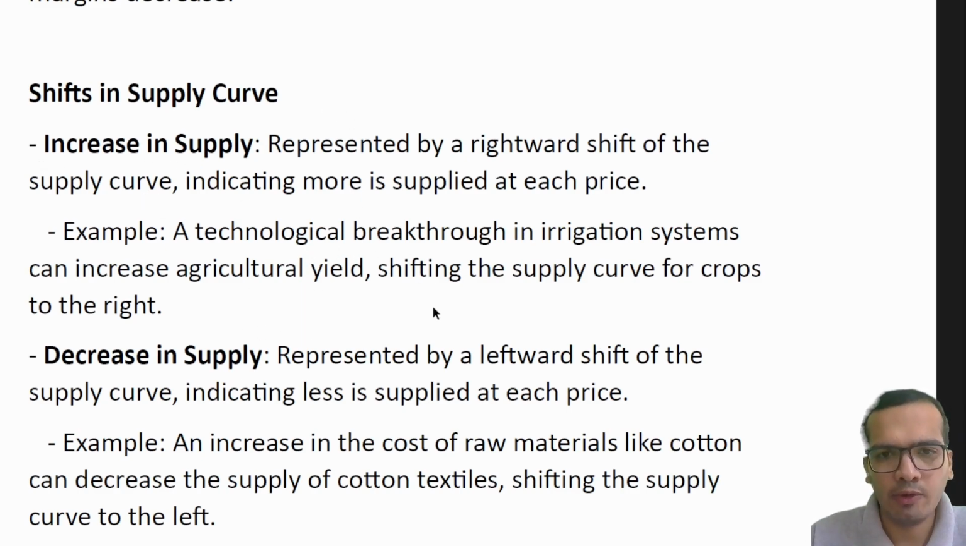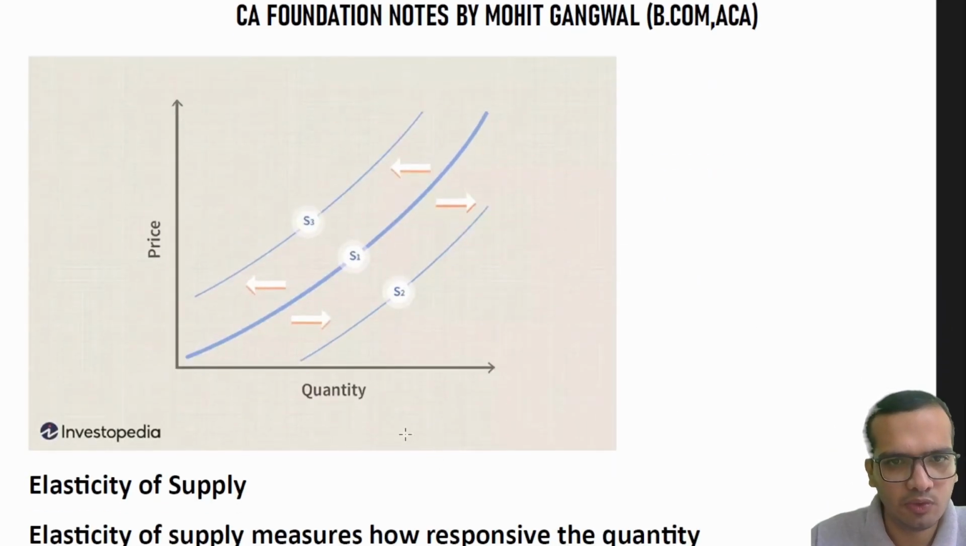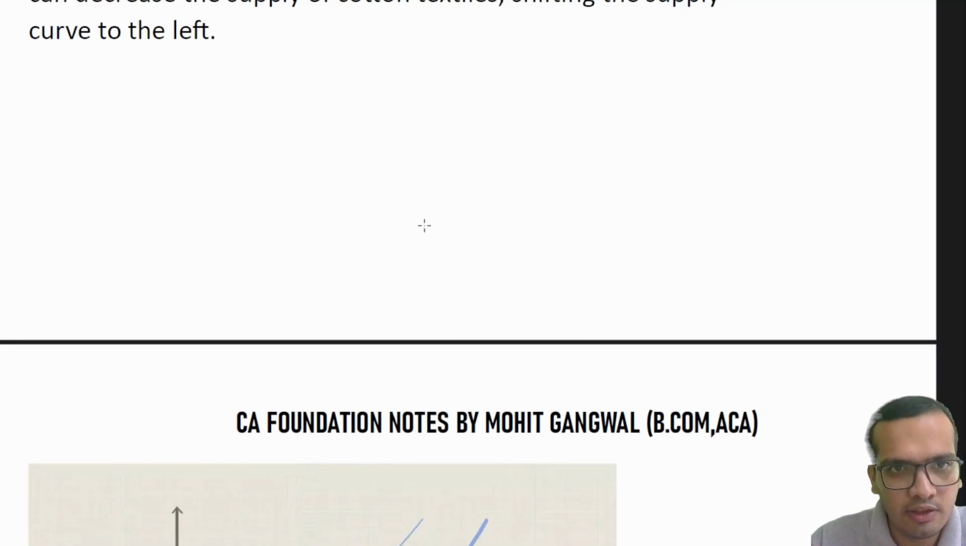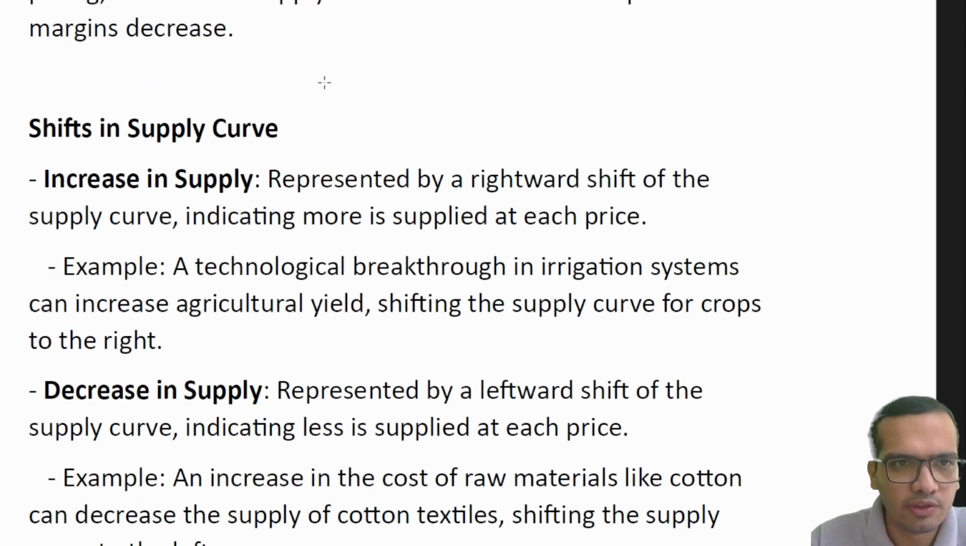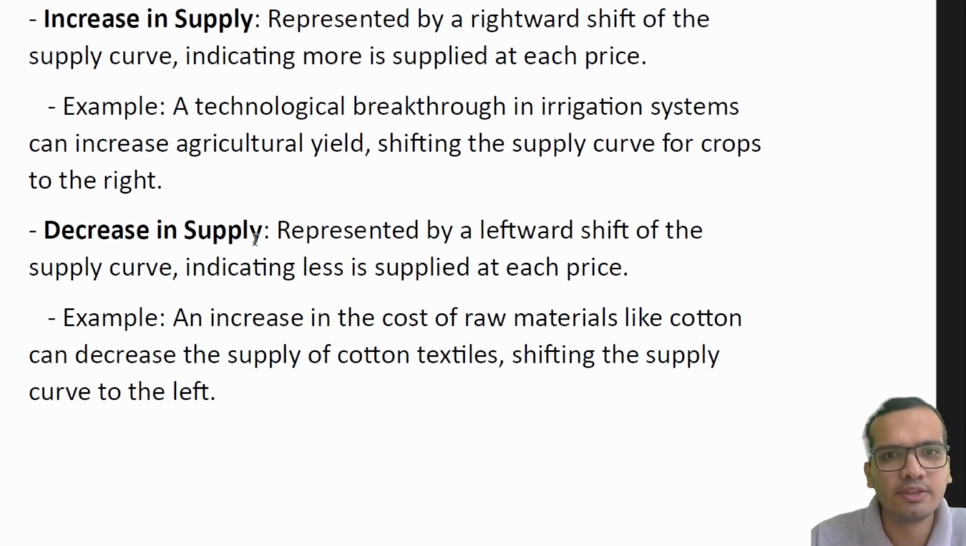I also have one more graphical presentation. This is the original supply. In case of an increase in supply, the curve will move rightward, and in case of a decrease, the curve will move backwards. So second is decrease in supply.